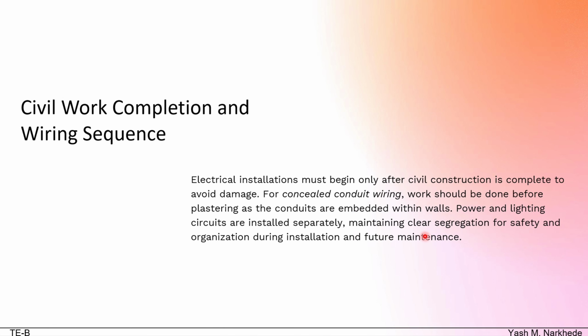Now civil work completion and wiring sequence. Wiring should begin only after the main civil work is finished. For concealed wiring, conduits are laid before plastering since they are buried inside the walls. Lighting and power wiring are laid separately to make maintenance and fault detection easier.